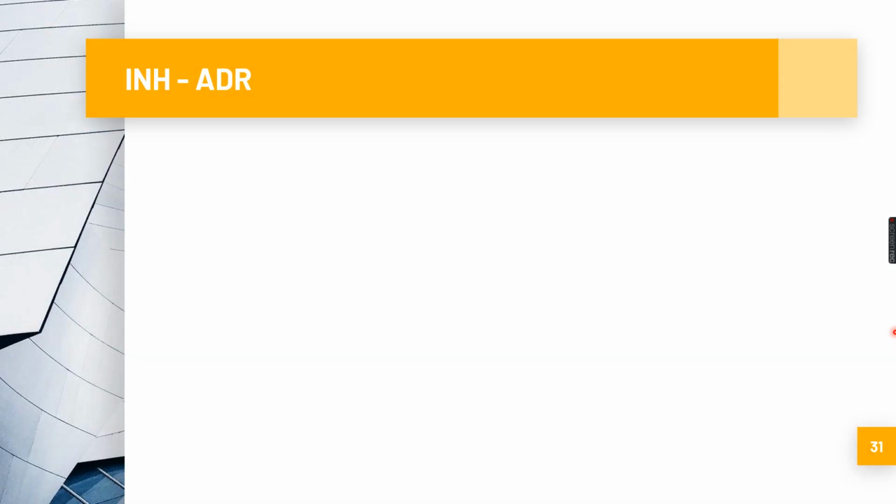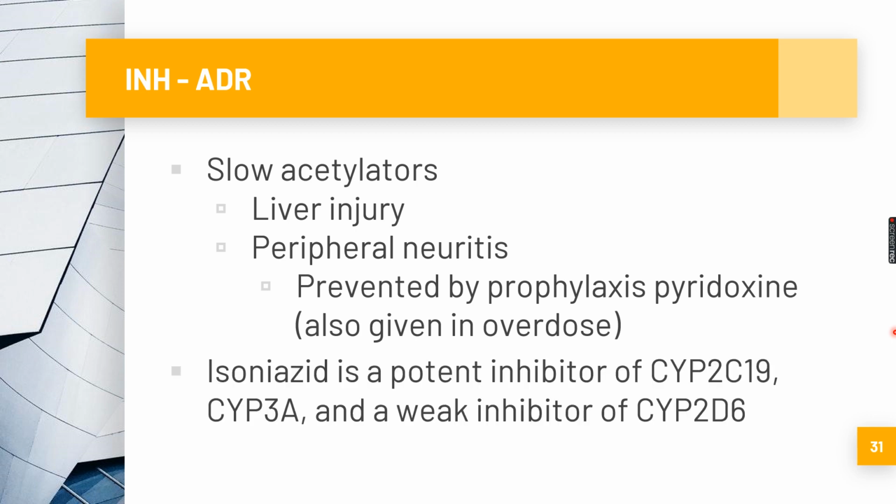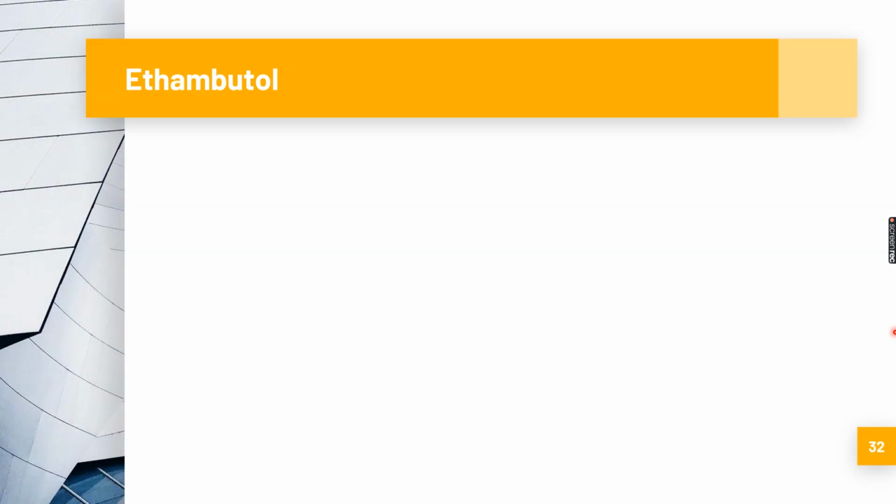INH is bactericidal. When we talk about ADRs, especially in the slow acetylators, it causes liver injury and peripheral neuritis, which can be prevented by pyridoxine prophylaxis. So we saw that rifampin is an enzyme inducer, whereas isoniazid is an inhibitor of CYP2C19 and CYP3A. Okay, and it is also a weak inhibitor of CYP2D6. So that will again cause various drug interactions, because most of the drugs are metabolized by these cytochrome enzymes only.